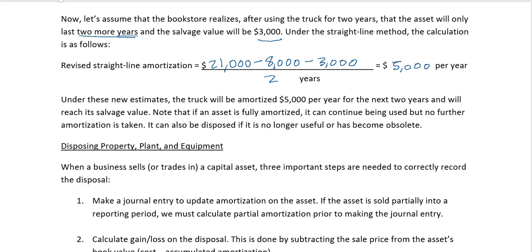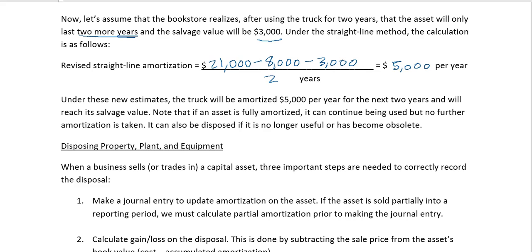So the truck is expected to last a shorter time, but it's expected to have a higher salvage value. After we do the math, we increase our amortization rate for the remaining life of the asset by $1,000 per year, from 4,000 to 5,000. Under these new estimates, the truck will be amortized $5,000 per year for the next 2 years and will reach its salvage value.